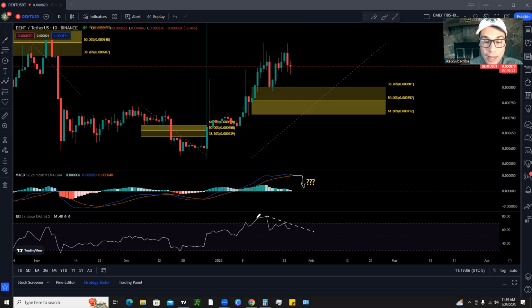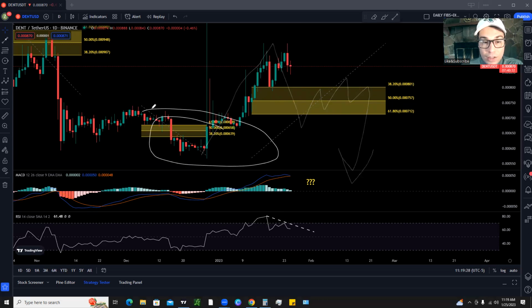If we see that we keep rejecting this bearish divergence trend line and we get a MACD crossover to the downside, then most likely we're going to see some type of pullback at least to our 61.8% retracement level, which is going to be 0.000712. And if we break below that level, then remember, that's when we could be spotting a potential reversal to come back and test our previous lows, right?